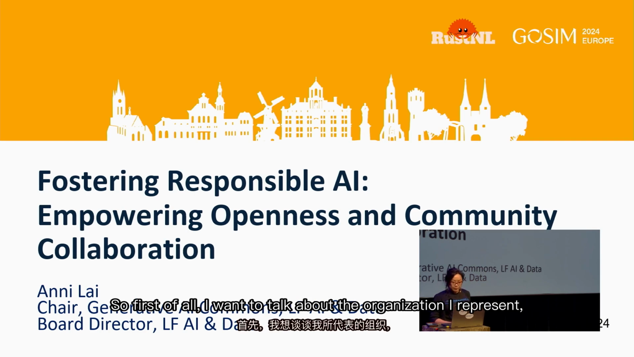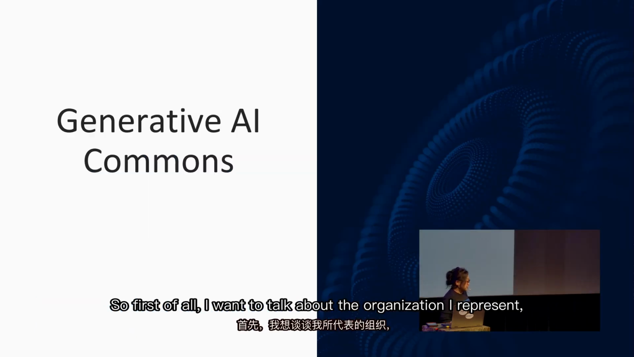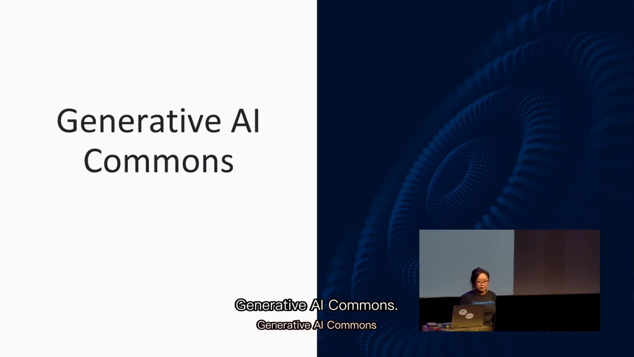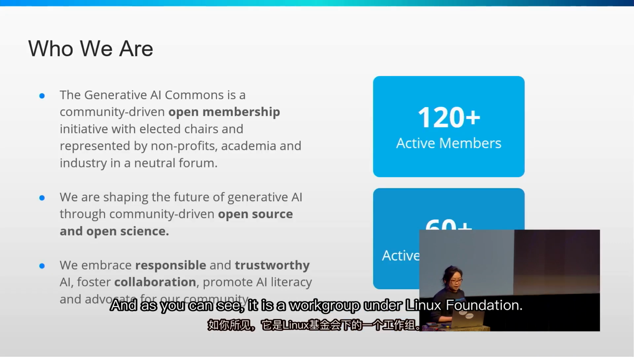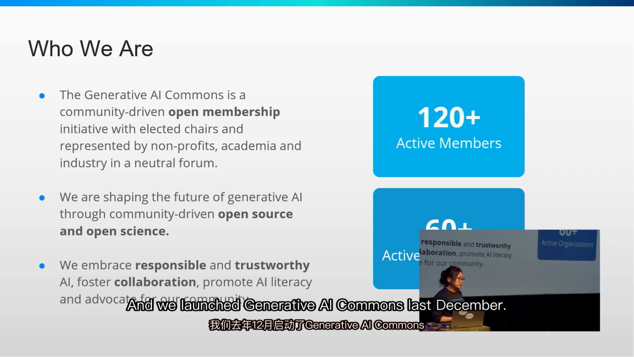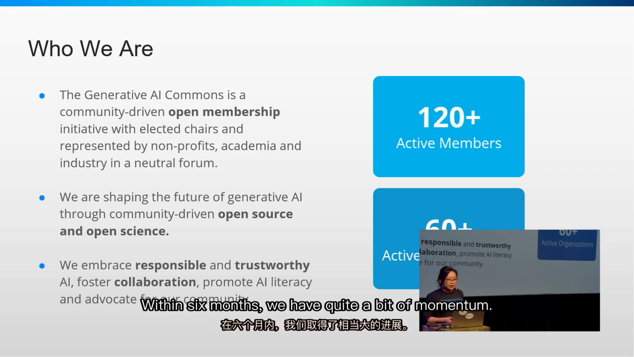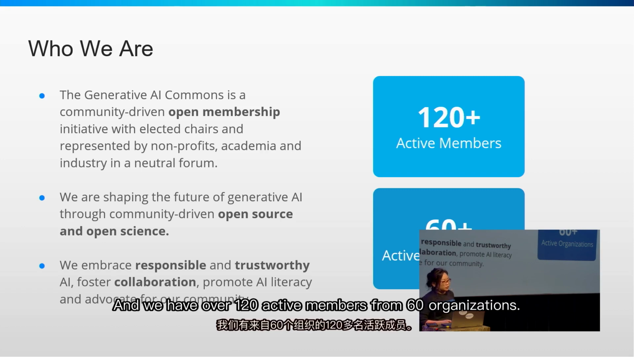So first of all, I want to talk about the organization I represent, Generative AI Commons. As you can see, it is a work group under Linux Foundation. And we launched Generative AI Commons last December. Within 6 months, we have quite a bit of momentum. And we have over 120 active members from 60 organizations.